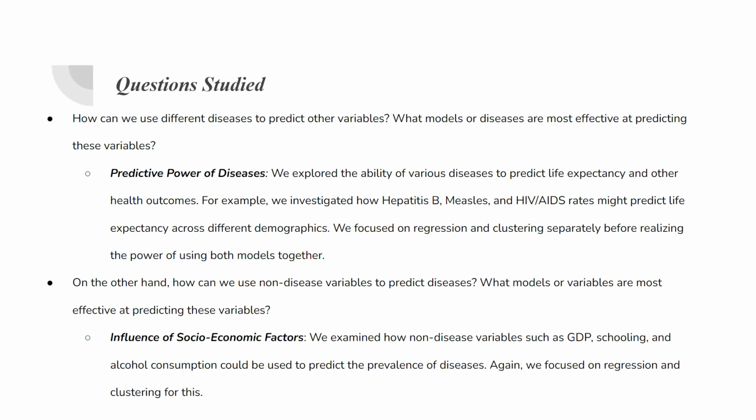But we wanted to see what kind of diseases have some pull, what are most effective. Do we have some models that actually have some results that we could present? So that's something to look into there. Some examples are variables like GDP, schooling, and alcohol consumption, and same thing: regression and clustering is definitely our main focus for these kinds of variables.